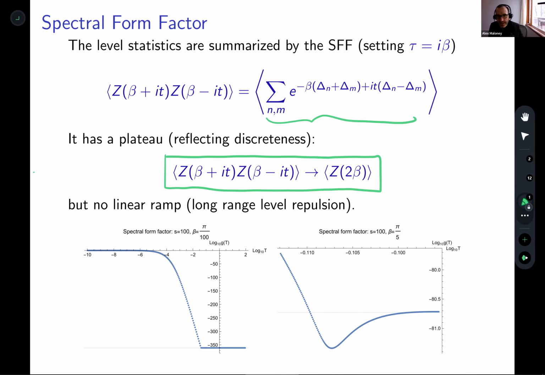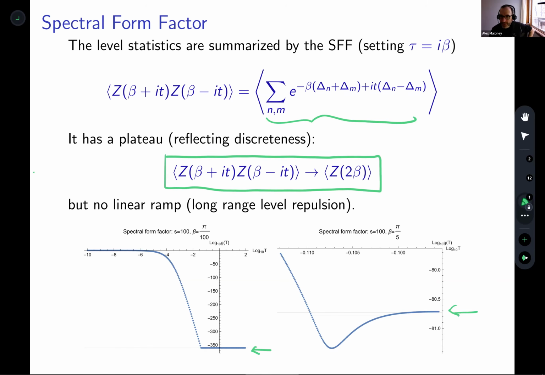And in any theory of gravity that people study, one of the main challenges is to see if you can understand the discreteness of the spectrum by thinking about a sum over geometries. And what we're seeing here is that the spectral form factor of this ensemble of CFTs that we've studied does indeed have a plateau. It approaches a constant at late times. And that constant is exactly Z(2β), which is the expected value of the plateau.